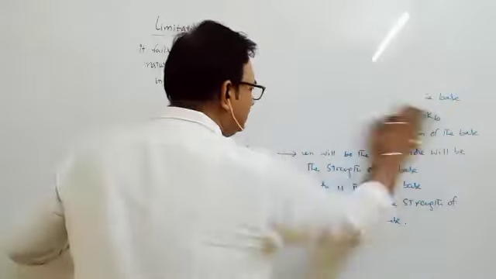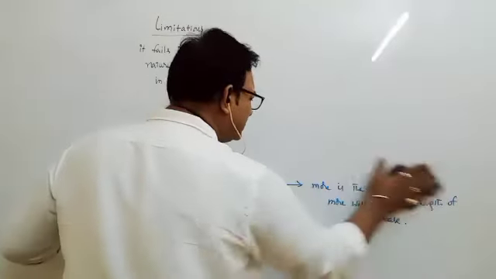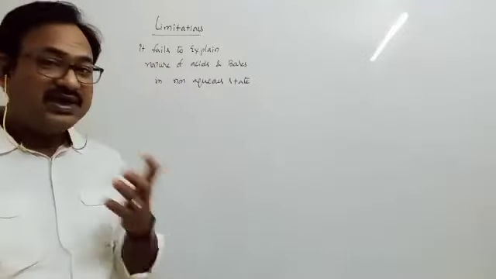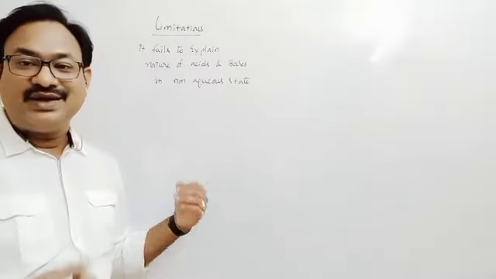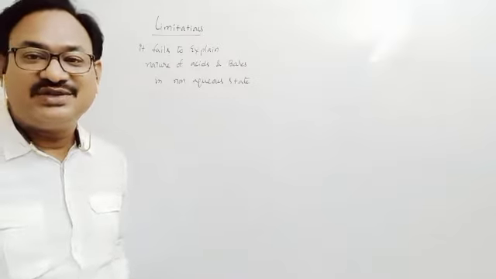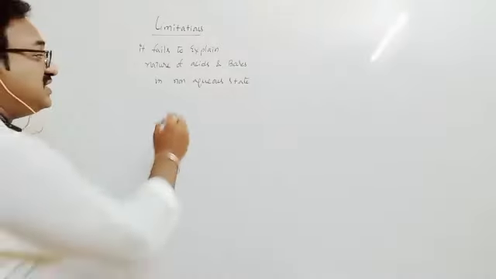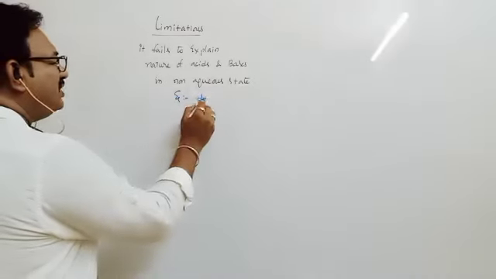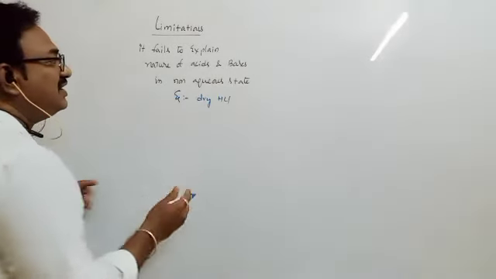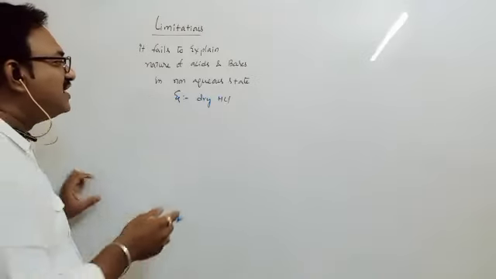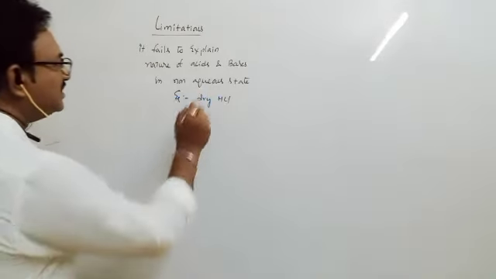For example, dry HCl is an acid. We call it an acid, but it doesn't dissociate to H plus, or it doesn't give H plus ion. So that is one example: dry HCl is an acid, but Arrhenius theory fails to explain the nature of acids and bases in non-aqueous state.